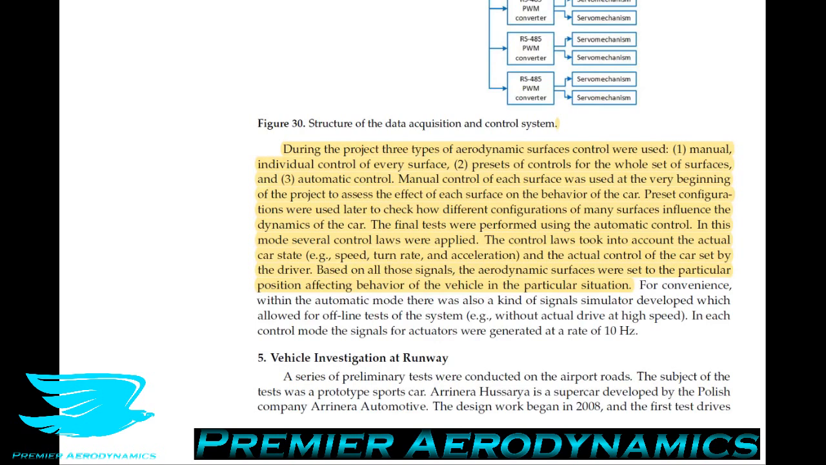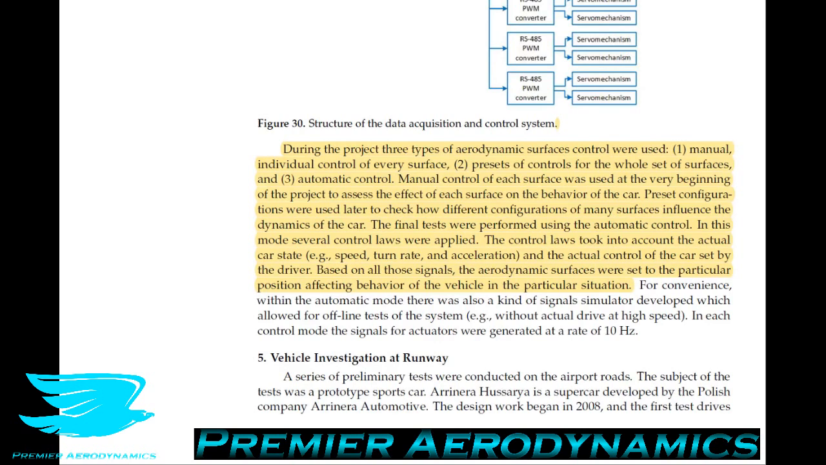They then had the second type, which is what's called presets of control for the whole set of surfaces. So in other words, they had each one of these surfaces and they had like different relationships to each other. So they say, okay, if the rear wing is at this angle of attack and this tilt angle, we will then put the gurney flap at this, or the splitter plate or whatever. And then the third one is automatic control, and this is pretty cool.